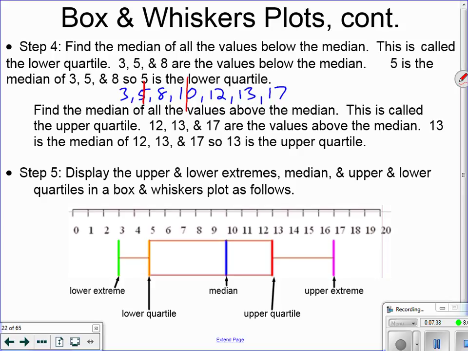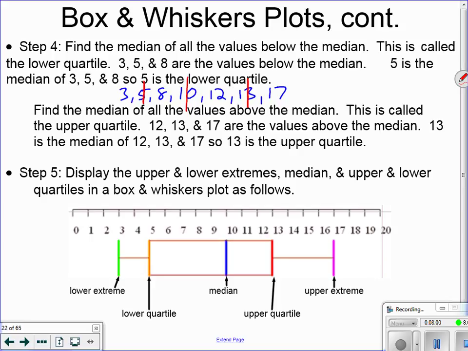The next part of this is to find the median of all the values above the median. So what I'm doing there is I'm trying to find the median of the upper half of the data. So that's 12, 13, and 17. Well, 13 is in the middle there. I'm going to draw that. That's my upper quartile.